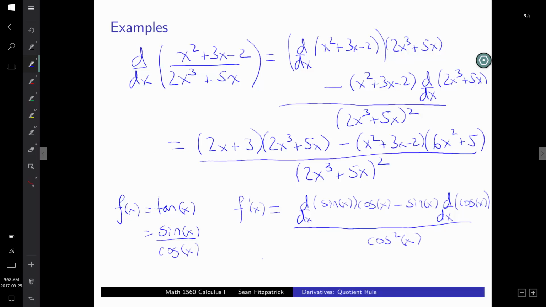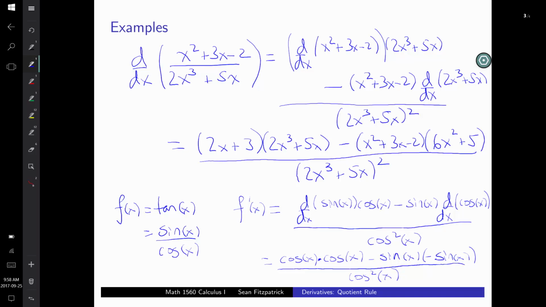Okay, so what's the derivative of sine? The derivative of sine is cos, right? So we get cos x times cos x, minus sine x times, what's the derivative of cos? Remember, the derivative of cos is minus sine x. Over cos squared x. Okay, so that's the derivative.